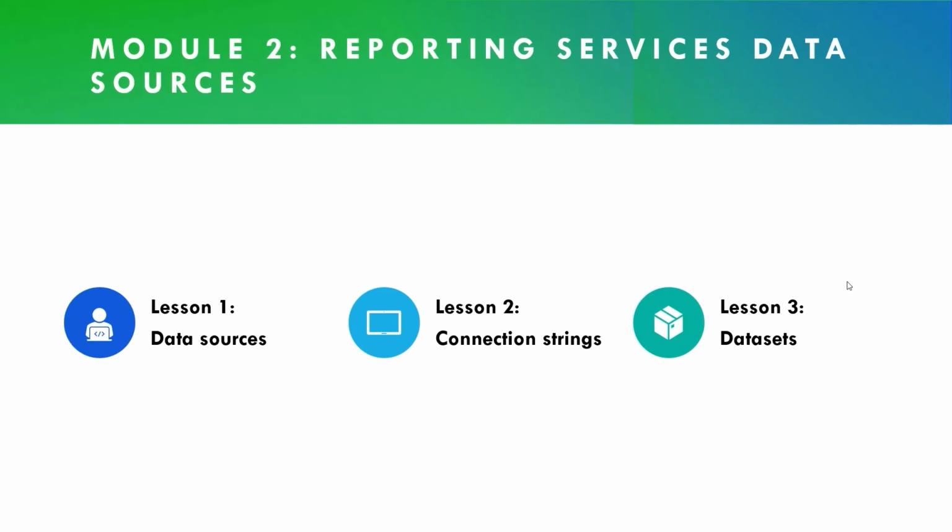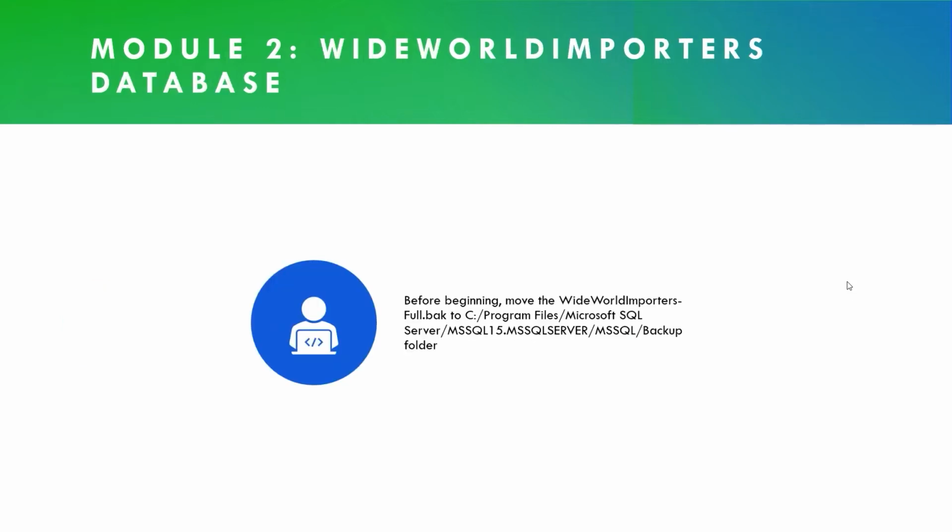Module 2 is about reporting services data sources. We have 3 lessons in this module. We're going to talk about the available data sources for SSRS. You're going to learn in lesson 2 about connection strings. And in lesson 3, we will start creating our data sets. Before we get into this lesson, there is a WideWorldImporters database as a file in the video description. And I need you to grab that and move it to the specific directory on your C drive.